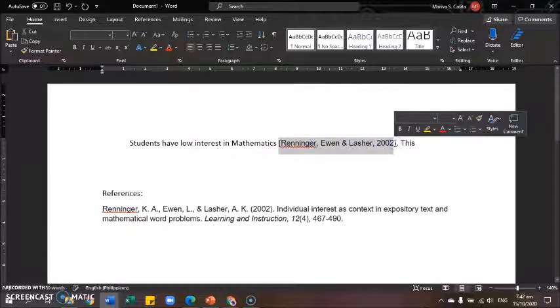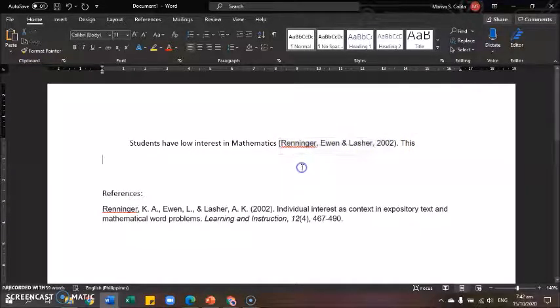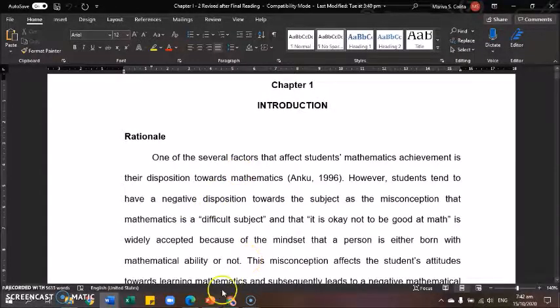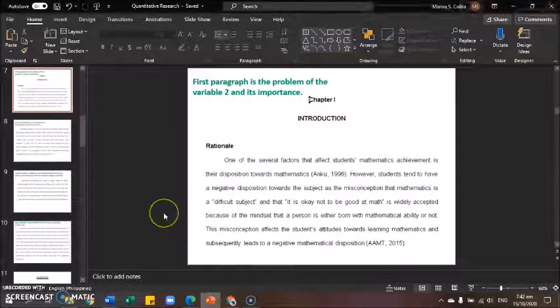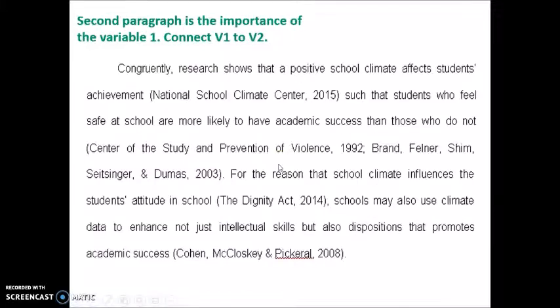Or pwede mo ring, halimbawa, there are two sentences or two thoughts coming from these same authors. Okay, pwede mo siya ilagay sa end ng thought na galing sa kanila. So, first sentence, second sentence, and then dun mo siya ilagay, dun sa last part na ng information na kinuha mo galing sa kanila. Okay? So, that's it for the referencing or the citation. Now, let's proceed to the second paragraph. Paano ba, or ano ba yung example ng second paragraph?